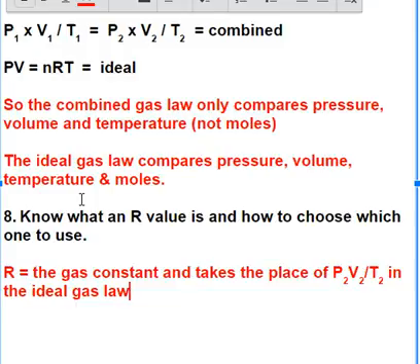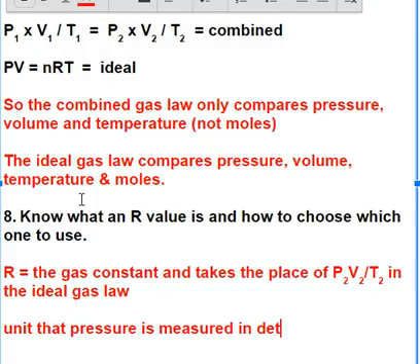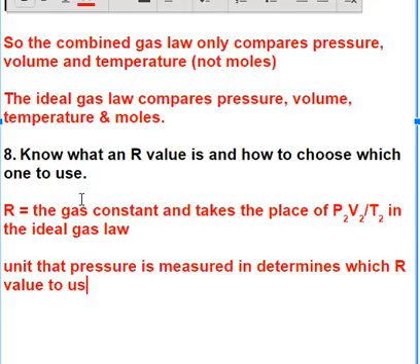How do you choose which one to use? What's the thing that determines whether you use 0.0821 or 8.314? Yeah, it's a type of pressure. It's the unit that the pressure is measured in. And that's because it's pretty easy to convert any volume into liters, any temperature into Kelvin. Moles is the only unit for it.